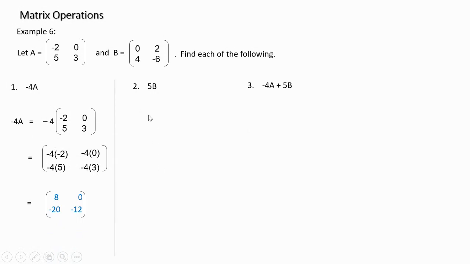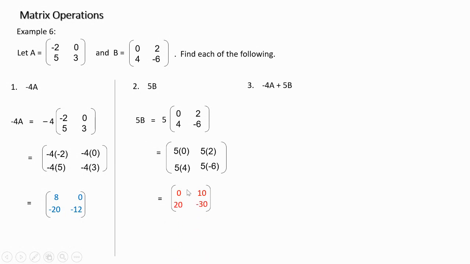Now comes the second part, 5b. So 5b is the same thing as 5 times every element in matrix B. So 5 times 0, 5 times 2, 5 times 4, and 5 times negative 6. So it's going to give us 0, 10, 20, and negative 30. That's the result for the scalar 5 times matrix B.